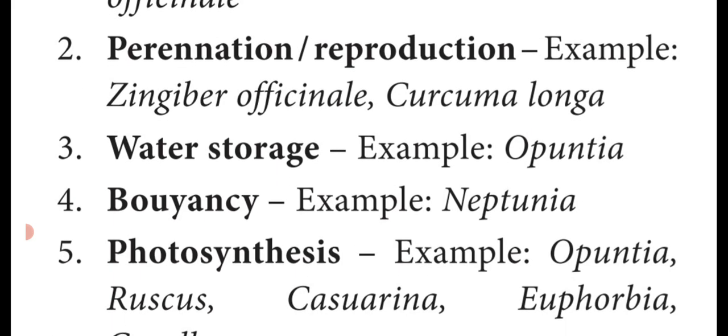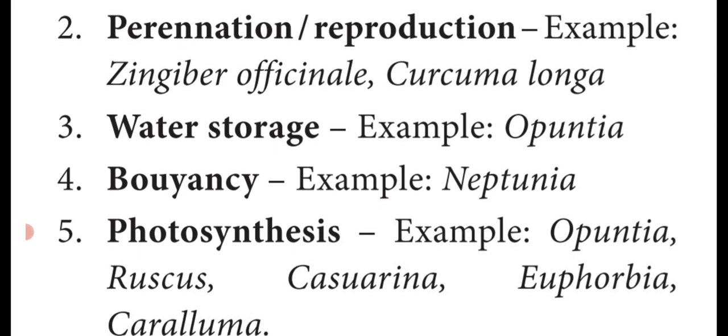Then water storage. Example, Opuntia. In Tamil we call it chapathi kalli. In Opuntia, the stem stores watery content for further use or for metabolic activities. That is said to be water storage. Then buoyancy, example, Neptunia. That means the floating nature of the plant in the water is maintained by the stem present in the Neptunia plant. That is known as buoyancy.